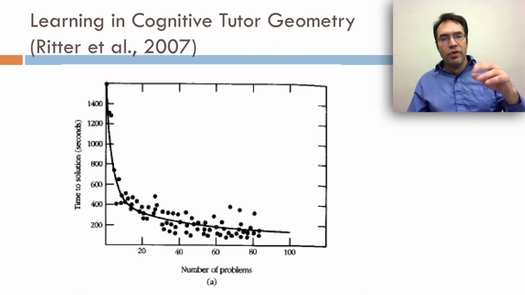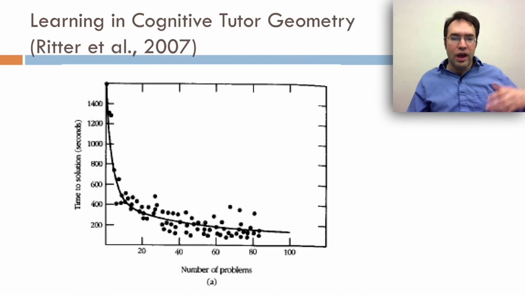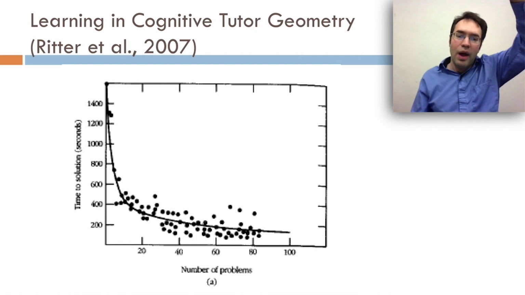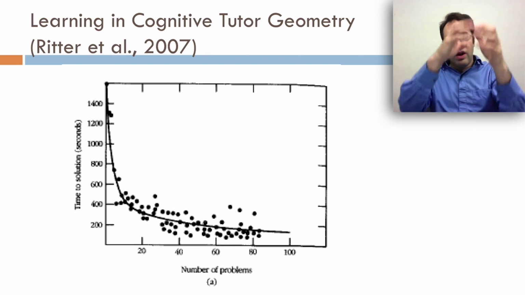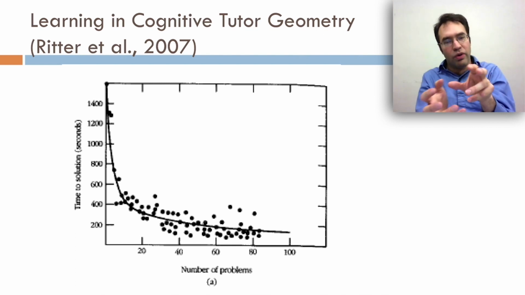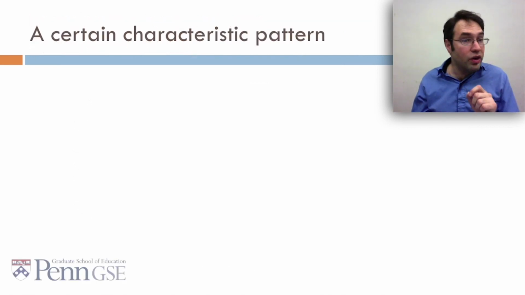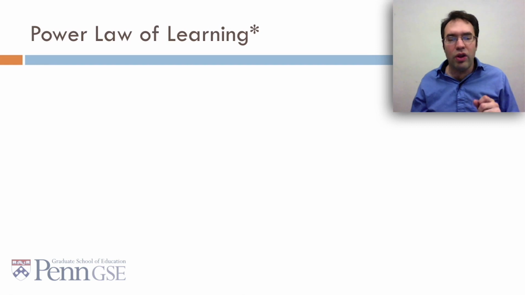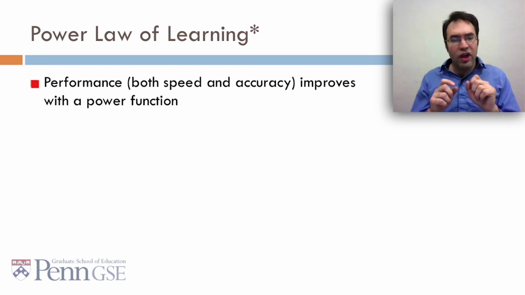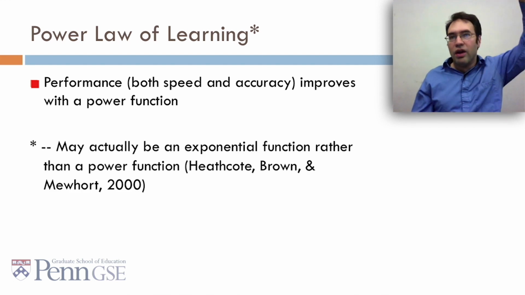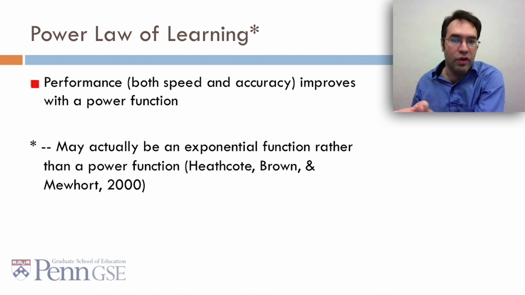Here's another example from Cognitive Tutor Geometry by Steve Ritter. And you can see in this case that it's how many problems the student completes for a given skill and how many times it takes them to solve it. And you can see that over time, again, you get this rapid decrease and then this slower decrease that kind of levels off over time. So you may note in these two graphs a certain characteristic pattern, which is sometimes called the power law of learning, which says that performance, both speed and accuracy, improve according to a power function, which is, again, going down rapidly at first and slowing over time.